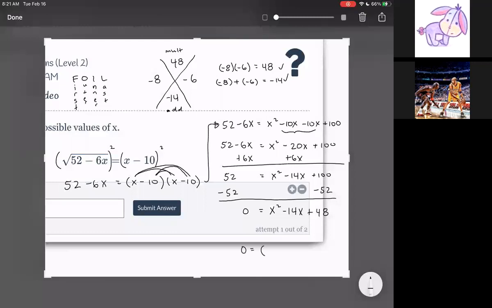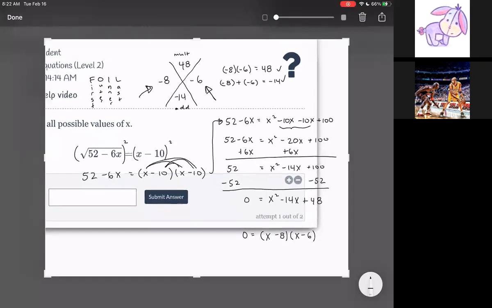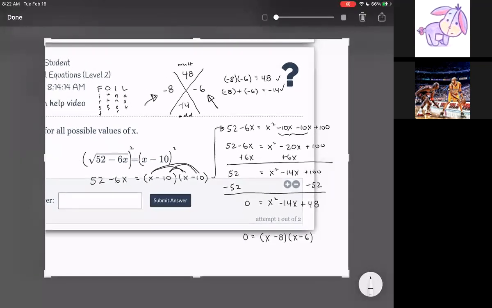So you put them into the factored form: x minus 8 to represent the negative 8, and x minus 6 to represent the negative 6. Hopefully that looks familiar. If it doesn't, that was a little bit of a refresher for you on factoring. After that, we can set each factor equal to 0. If I zoom out a little bit, I get some more space. So we're setting each factor equal to 0.